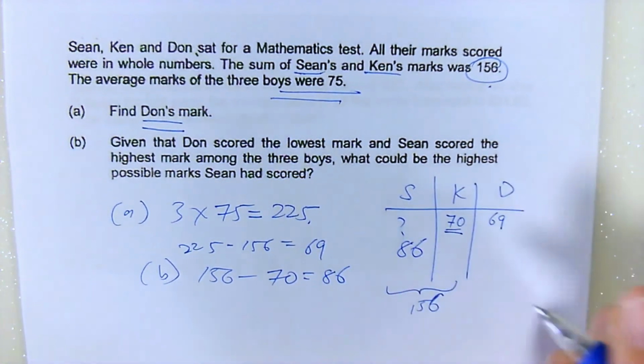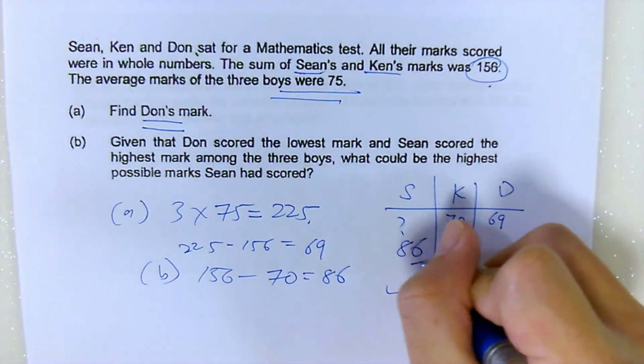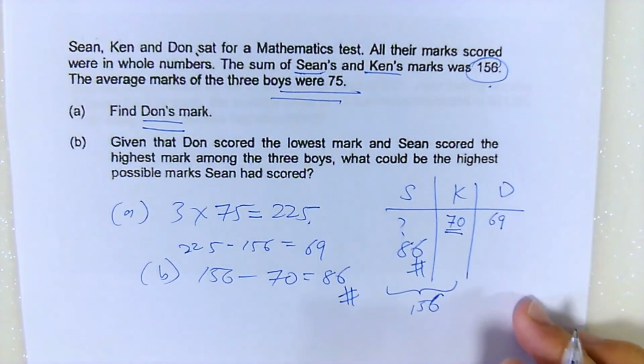So Sean is 86. This is the highest possible mark that Sean can actually get. Therefore, this is the final answer. Okay, done.